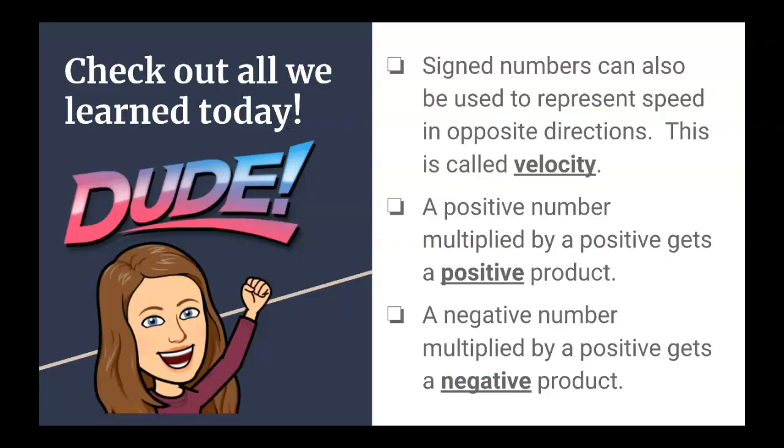So check out all we learned today. Here were the most important learning goals. Signed numbers can also be used to represent speed in opposite directions, and we call that velocity. Every time you multiply a positive by a positive, you get a positive. And every time you multiply a negative by a positive, you get a negative. Those are some important things to keep in mind.